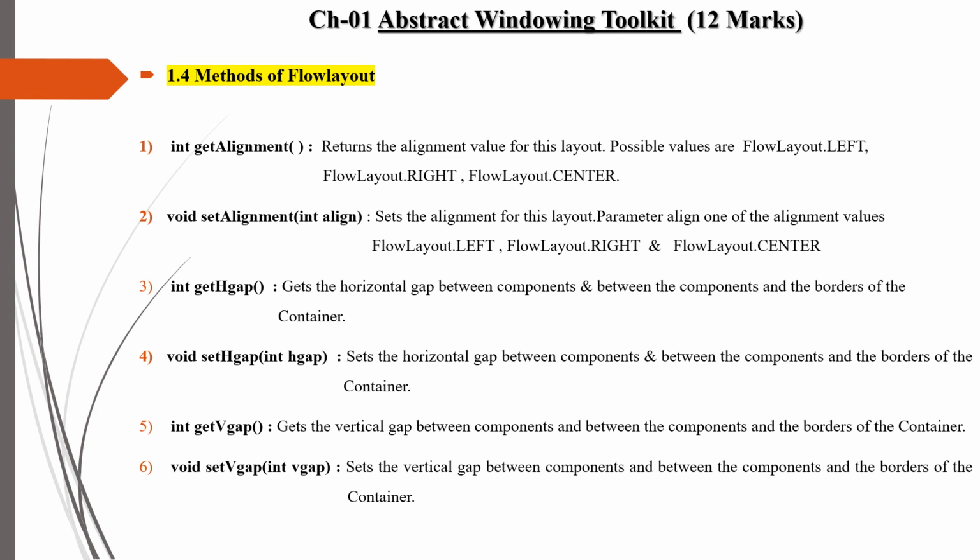Next method is void setVgap. This method has one parameter, vgap, and this method does not return any value, so the return type of this method is void. This method sets the vertical gap between components and between the component and the border of the container. So these are the different methods of the FlowLayout class.